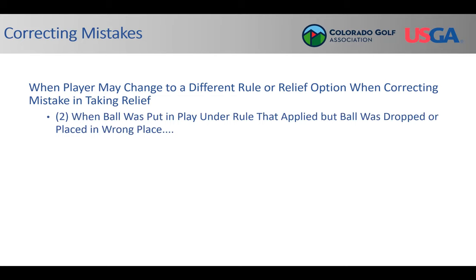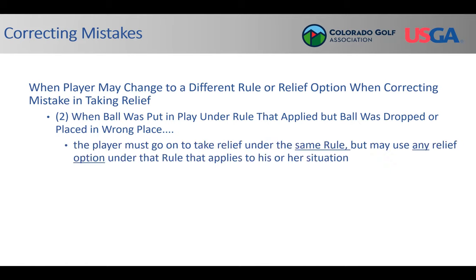If we put a ball into play with a rule that did apply to our situation, so we got that part right, we got the first stepping stone right, but then we drop it or place it in a wrong place, we got to go on to use that same rule because we got that right. So we got to stick with that. But because we dropped it in a wrong place or placed it in a wrong place, we still have the option to change to any other relief option under that rule that applies to our situation.